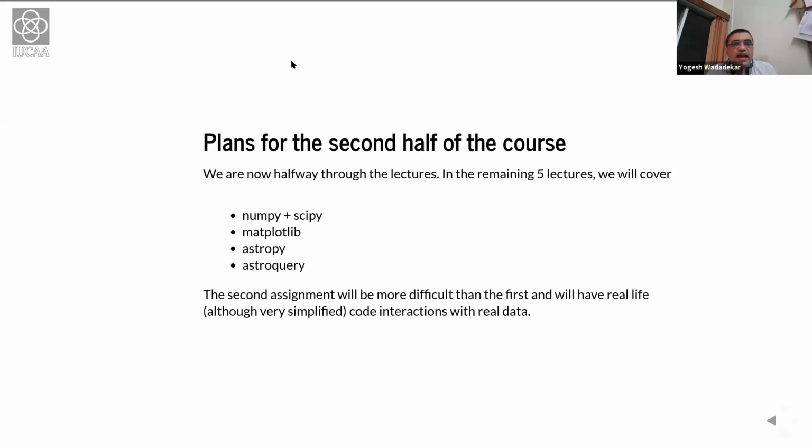These two parts will likely happen in the last 2 or 2.5 lectures, which will be very astronomy specific. I must warn you here that the second assignment will be considerably more difficult than the first, and will have some real life, although simplified code interactions with real astronomical data. With that, we come to the end of this first half of the course and the end of lecture 5, and I'll stop here and take your questions.